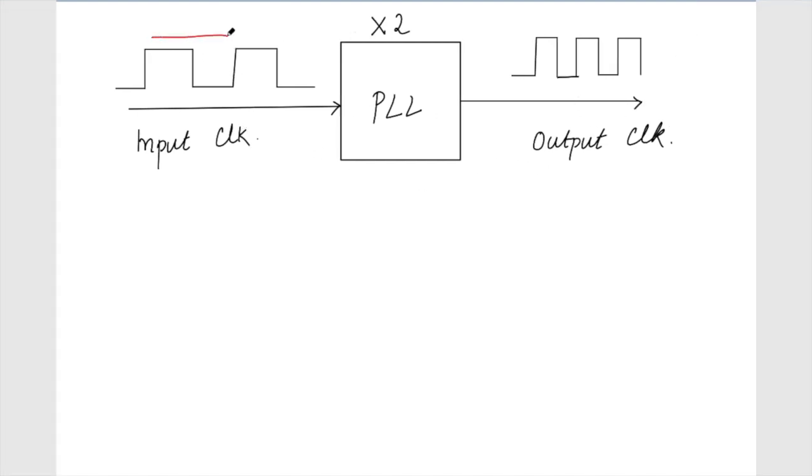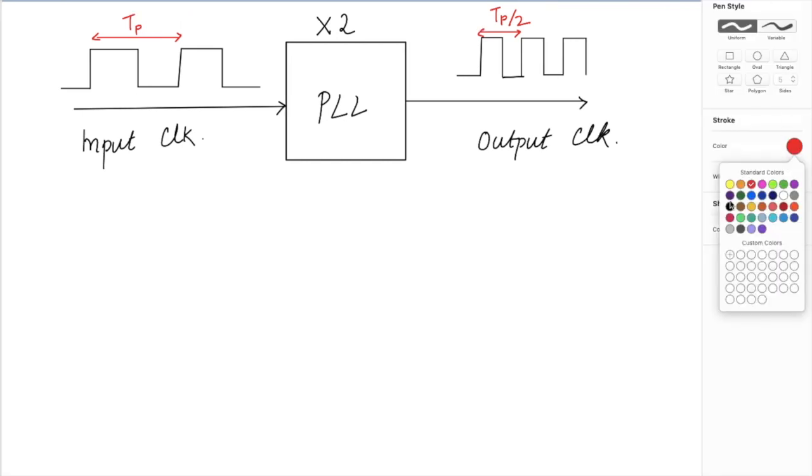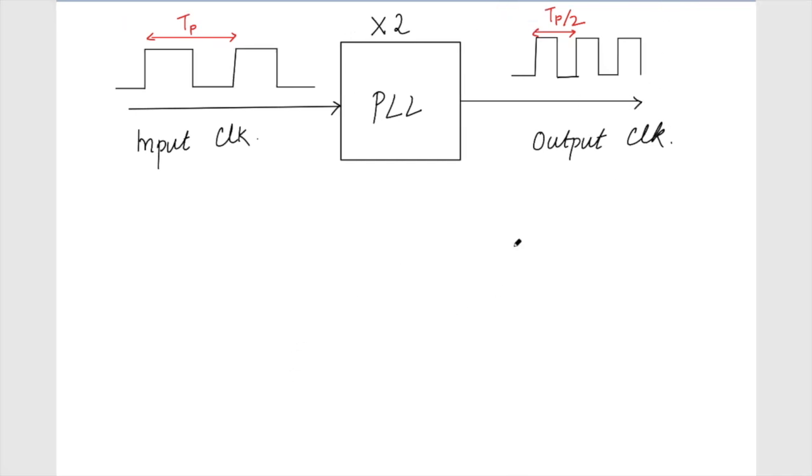If the input has a time period Tp, then the output will have a time period of Tp by 2. This is 2 times multiplication, and of course if it is 4 times, the period will become Tp by 4. Or in terms of frequency, it will be 4 times. Now how do we get this kind of multiplication? To understand the basic operation of the PLL, we'll first understand how we can get a multiplication in the voltage domain.